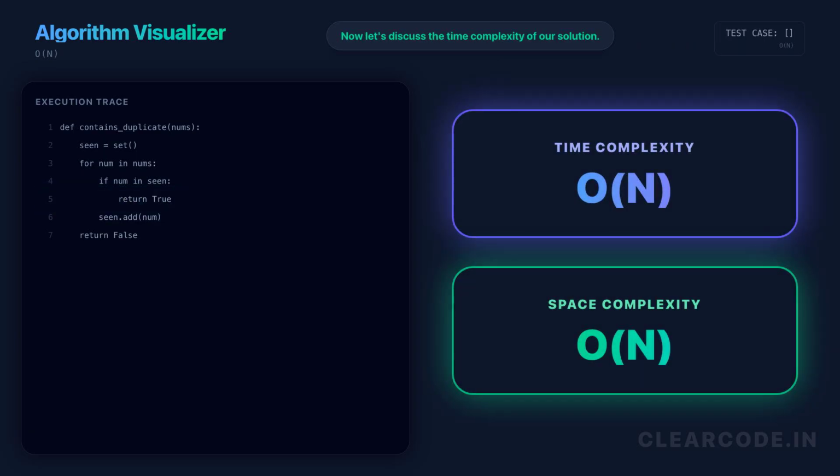Now let's discuss the time complexity of our solution. We iterate over the list once, checking each number against our set. This gives us a time complexity of O(n), where n is the number of elements in the list.